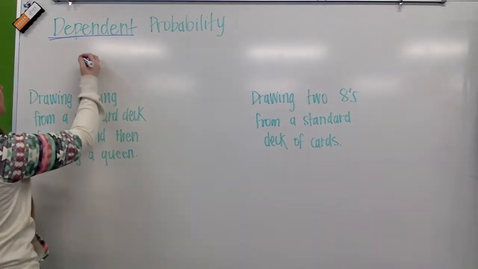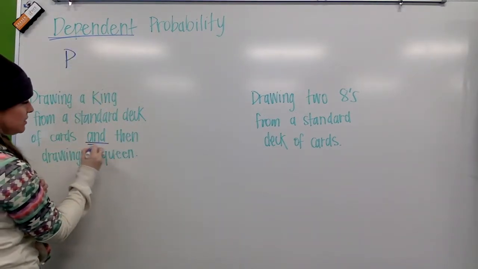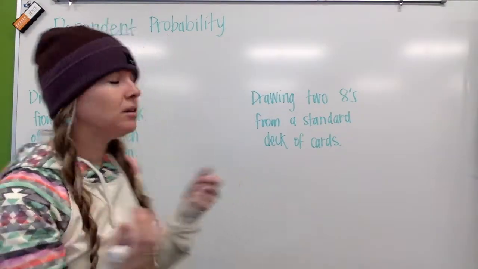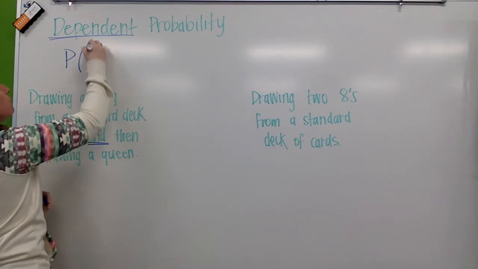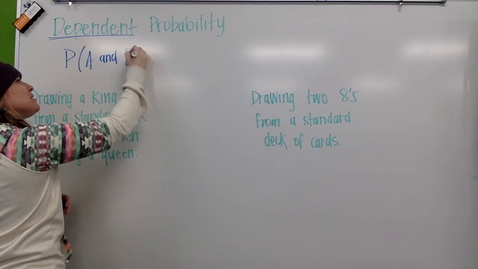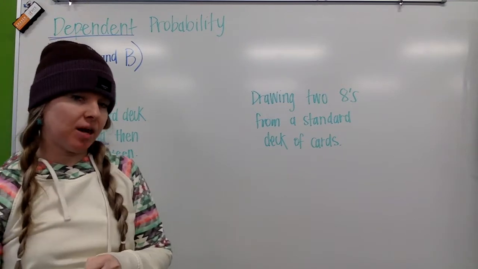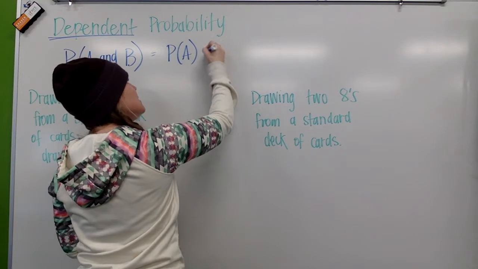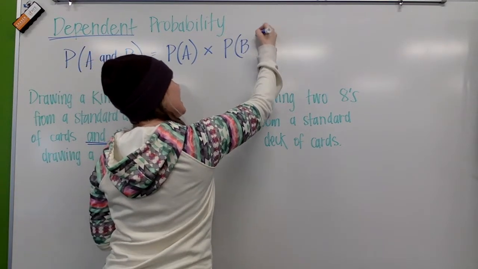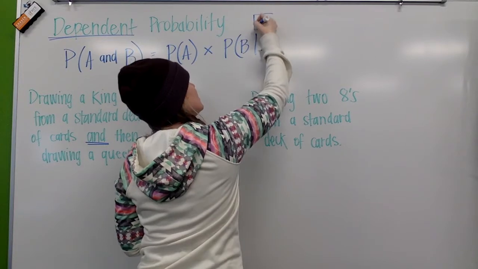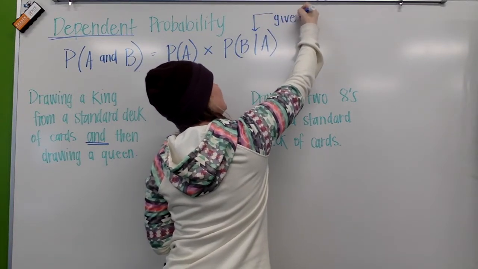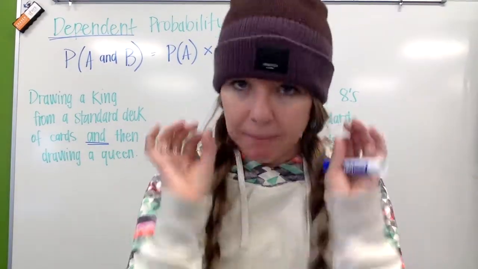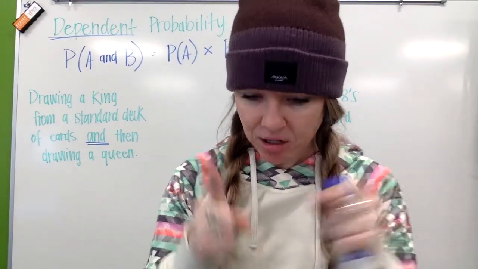It's going to look a little bit different, but if you look here, we're still dealing with "and." Drawing two 8s, so I'm going to get an 8 and an 8. So when we have that "and," the probability of A and B, but now they're dependent upon each other, what's going to happen is it's going to look like the probability of A times the probability of B given A. So this line here stands for "given." It looks weird, feels weird, sounds weird, but bear with me. It's not terrible. Let's take a look.